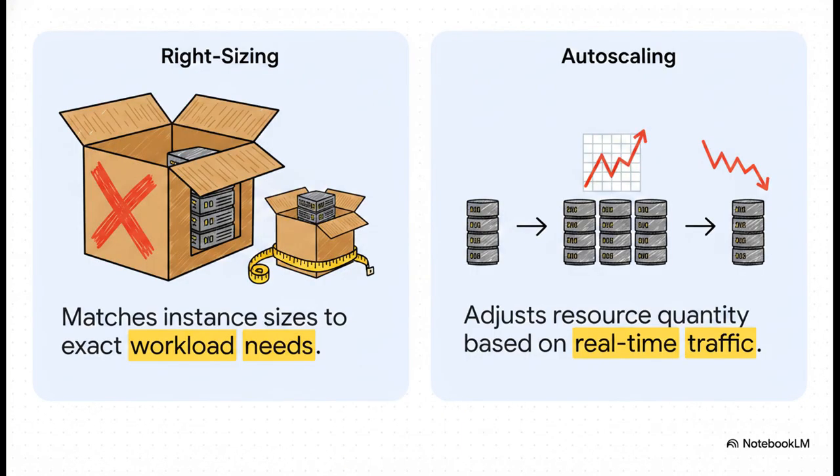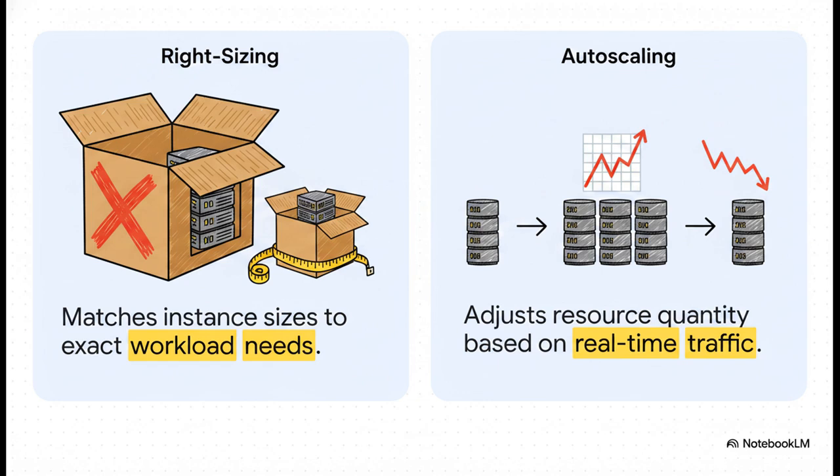Mastering your total cost of ownership, your TCO, means actively managing those pricing models. And two of the best ways to do that are right-sizing and auto-scaling. Right-sizing is exactly what it sounds like, looking at your workload and making sure you aren't renting a massive virtual server when a tiny one will do the job perfectly.